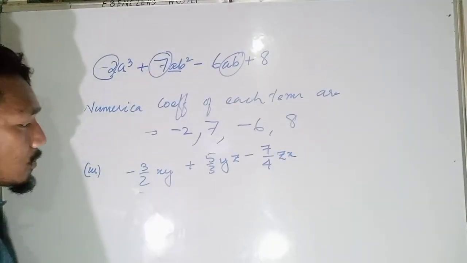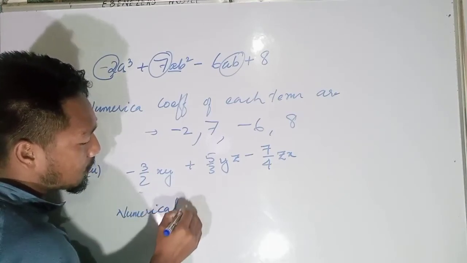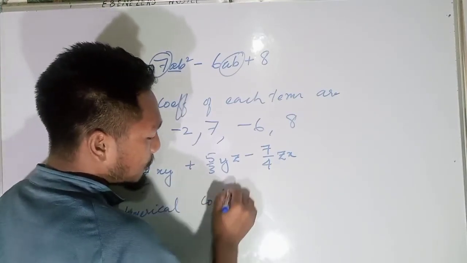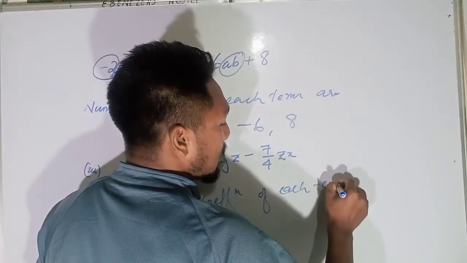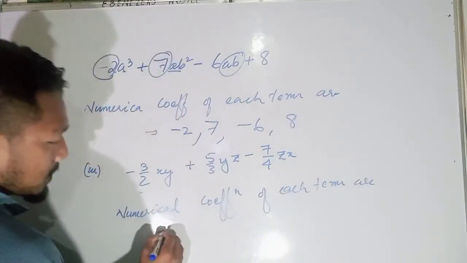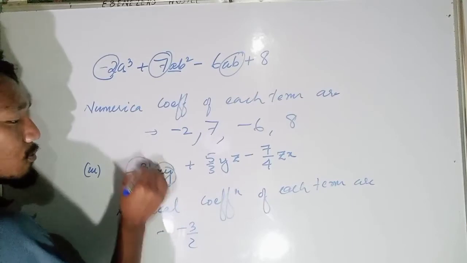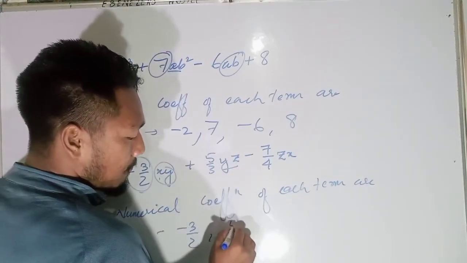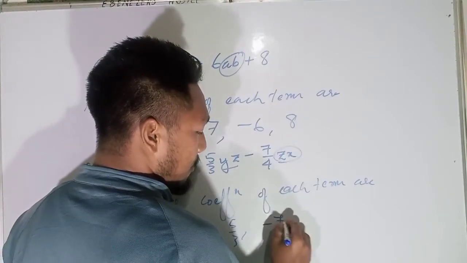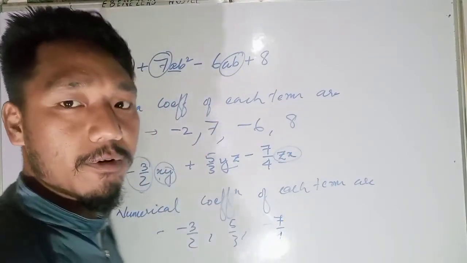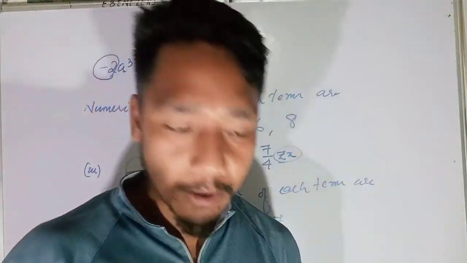Similarly, one more question. Here are the numerical coefficients of question number 3. The coefficients of each term are: minus 3 by 2 in front of this, then for xyz we have 5 by 3, and then for zx we have minus 7 by 4. These are the numerical coefficients of the following terms. So this is all about question number 3.